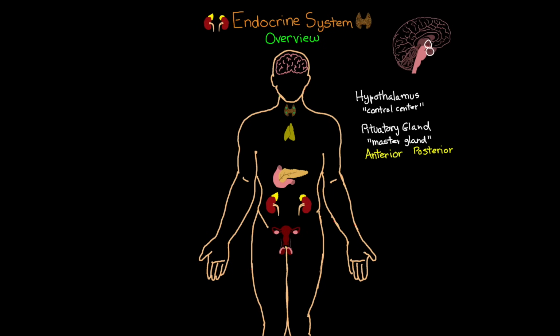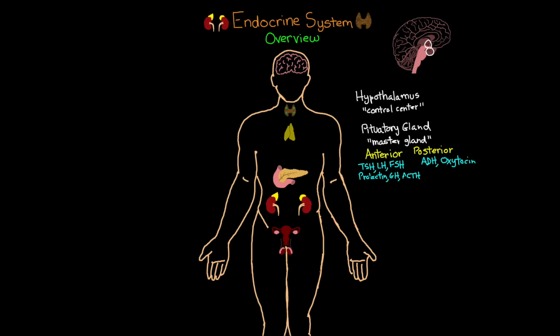And the different parts of the pituitary gland are going to release different hormones. The posterior is primarily responsible for our antidiuretic hormone, or vasopressin, as well as oxytocin, while the anterior is going to be responsible for releasing TSH, luteinizing hormone, follicle stimulating hormone, prolactin, growth hormone, and ACTH.